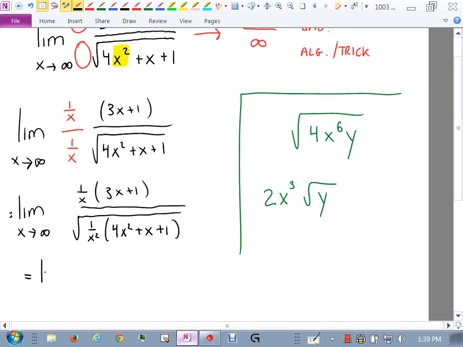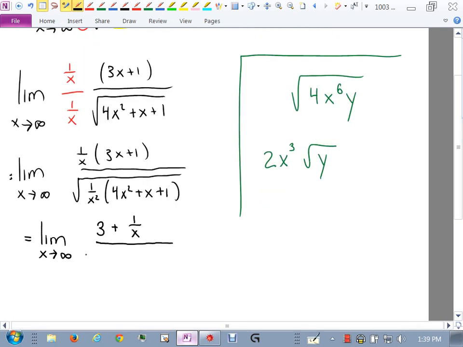What do I have on top? I'm not taking the limit yet. What do I have when I distribute 1 over x through on the top? 3 plus 1 over x. Good. Over on the bottom, I have a square root, don't I? And then 4 plus 1 over x plus 1 over x squared. That was me distributing this 1 over x squared through to the 3 terms here.